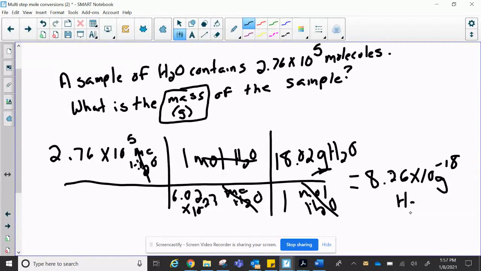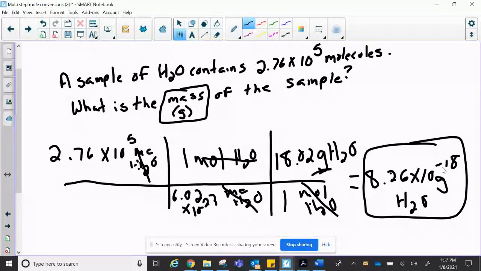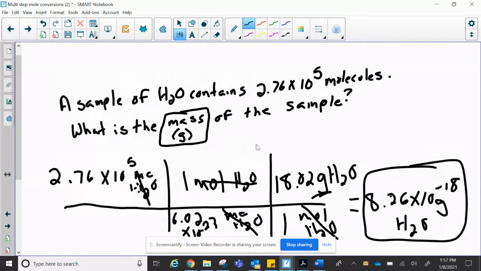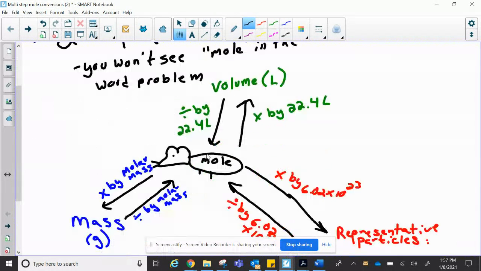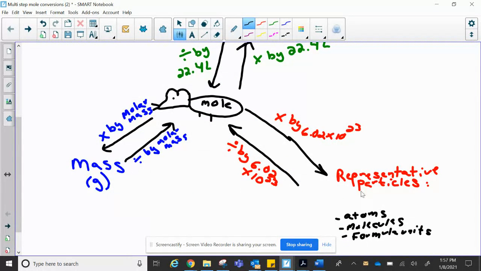Grams of water. Okay, so things really didn't change. We're doing a mole conversion, but then we're converting back from moles to something else, because we wanted to go from molecules to mass. So that's a representative particle. So what we did is we divided by our 6.02 times 10 to the 23rd, and we multiplied by our molar mass to get back to mass.